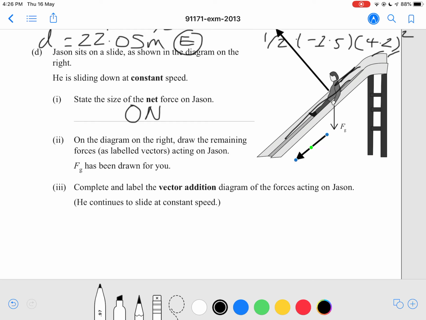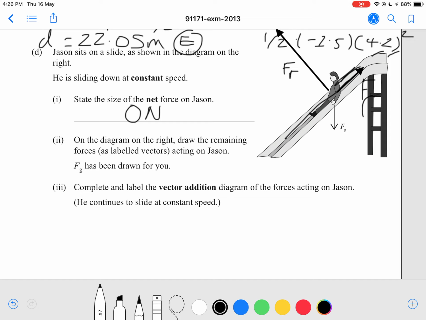The force of friction is acting backwards, and there's your force of friction. If we label this, we can simply say FR for the reaction force, and FF for the friction force.